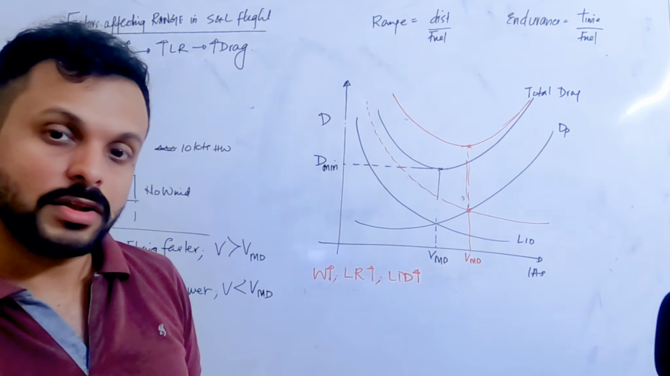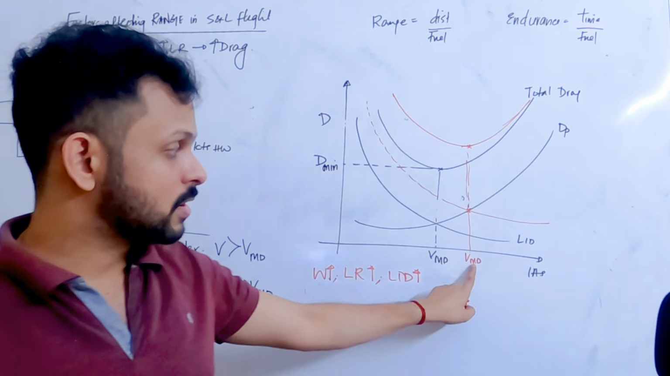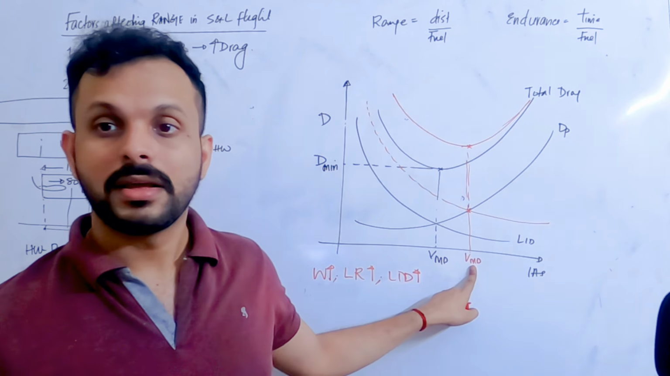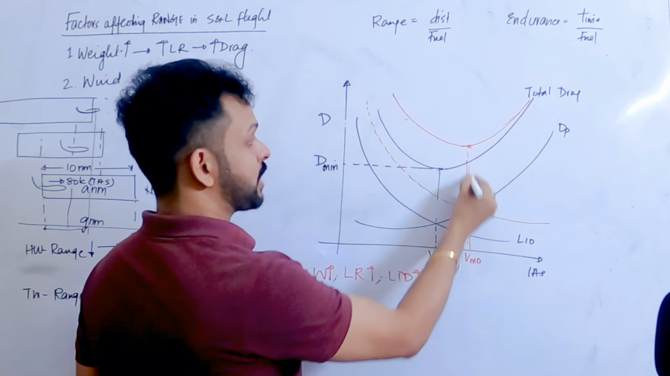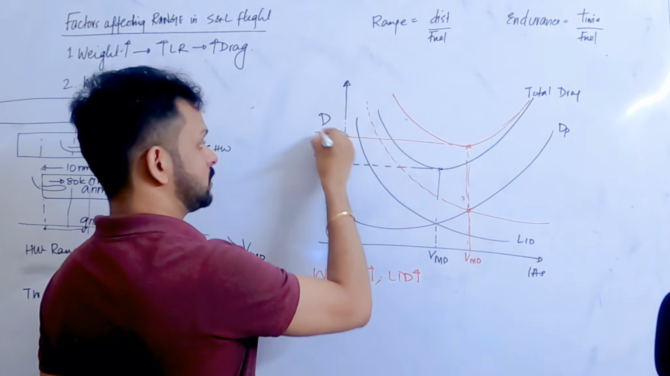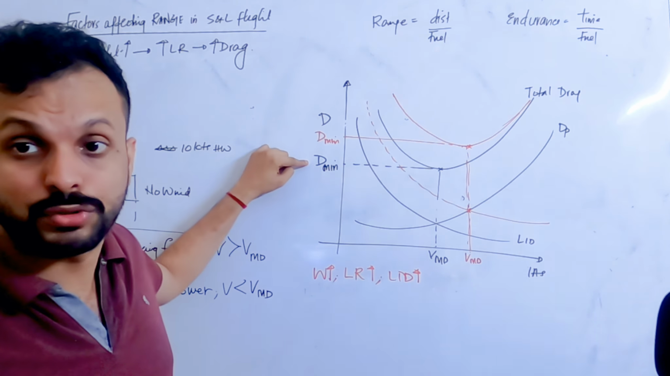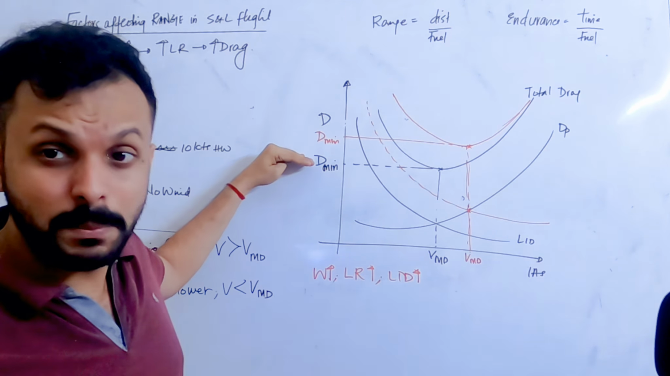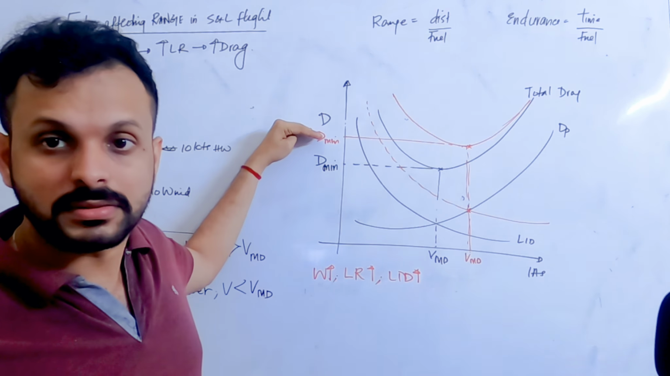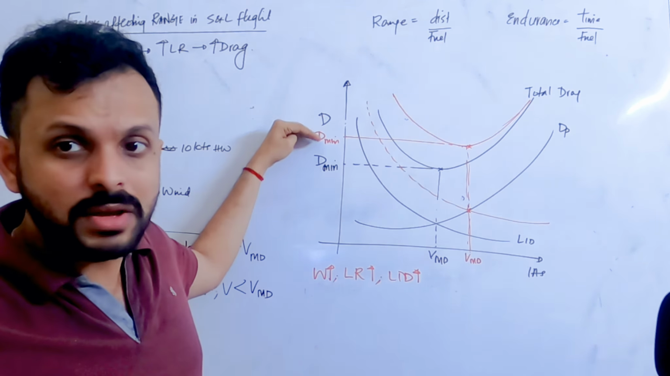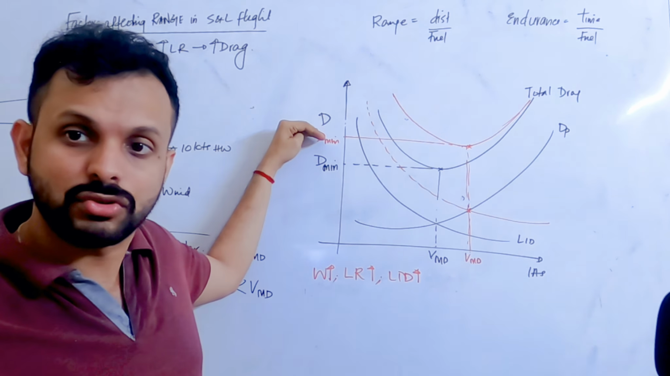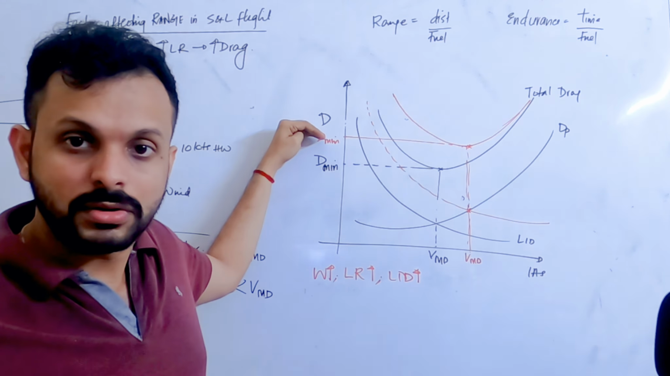So what happened when you increased the weight? Your minimum drag speed increased. Now this is your minimum drag. We know that minimum drag corresponds to maximum range. What happens to the minimum drag when it increases? This is the minimum you can attain. You cannot go anywhere below that, which means what happens to your range? Your range is going to reduce.